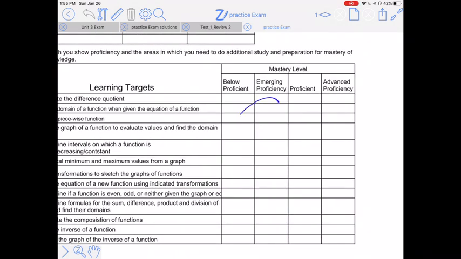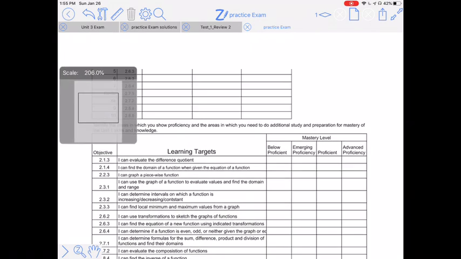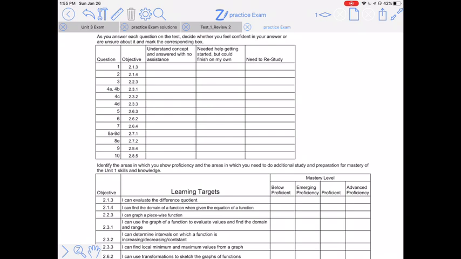This part is not for me to fill out. This would be for you to fill out. And I included on your Unit 1 tracker what kind of behaviors it means to be below proficient or emerging proficient. I also gave you a chance on that tracker to make the same kind of self-reflections. If you finish question 1, for example, you understood the concept and answered with no assistance, or you needed help, or you really didn't have any idea, so you would mark here, all right, question 1, I had no idea about that one.